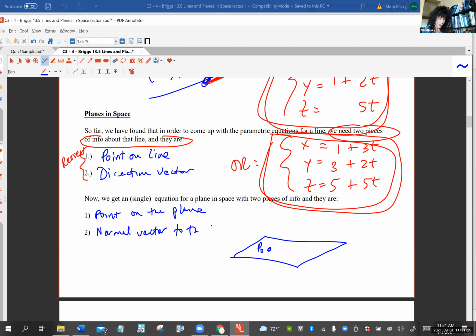Now, the word normal in Calculus 3 is kind of a troublesome word because it has many meanings. And in this meaning, it means orthogonal, perpendicular. So let me draw the vector that I need. If I draw a vector like this, where it's orthogonal, making a 90-degree angle with my plane, I'm going to call it N, N for normal. If I have those two ingredients, I will be able to represent my plane in space.